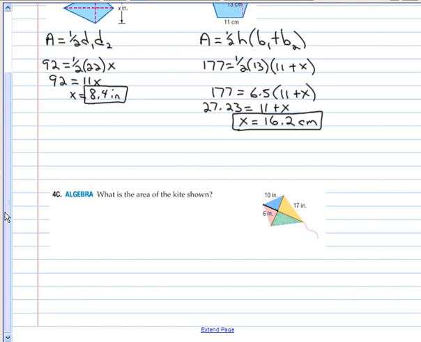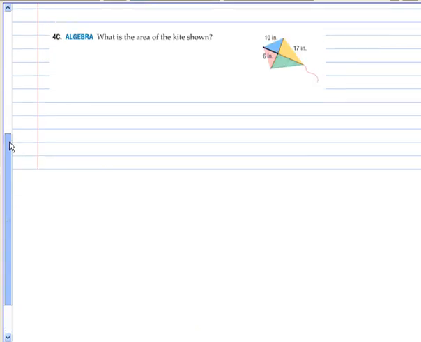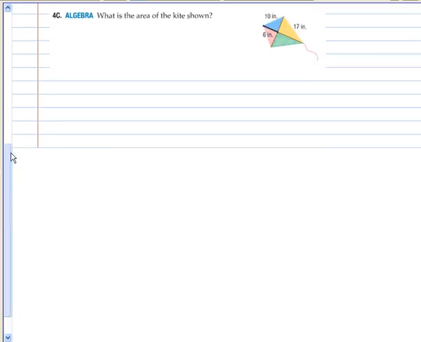What is the area of the kite shown right over here? Well, I know my area formula is 1/2 diagonal 1 times diagonal 2. So we don't know our diagonals. We better figure out a way to find our diagonals. Now this 6 refers to that. Sometimes it's a little hard to tell. At least I think it does.